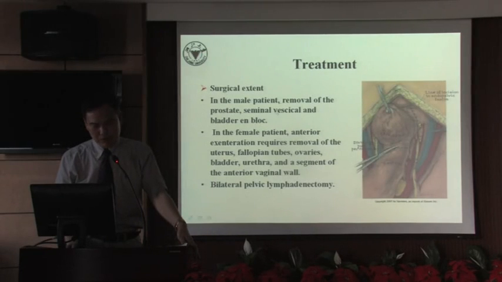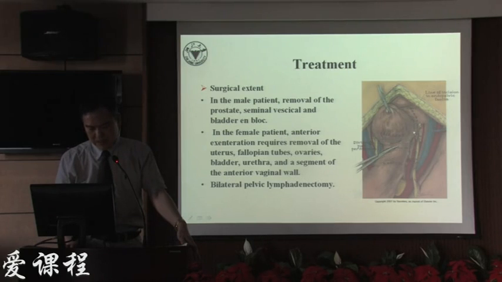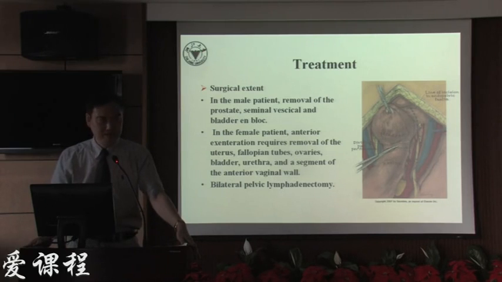And how can we perform radical cystectomy? The surgical extent in male and female patients is different. In a male patient, we should remove the prostate, seminal vesicle, and bladder. In a female patient, the anterior exenteration requires removal of the uterus, fallopian tubes, ovaries, bladder, urethra, and a segment of the anterior vaginal wall.